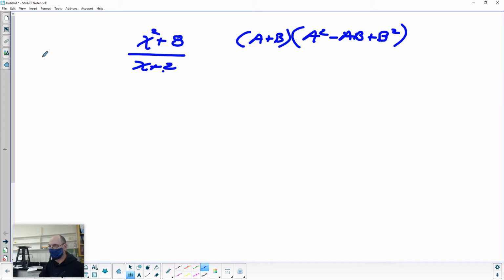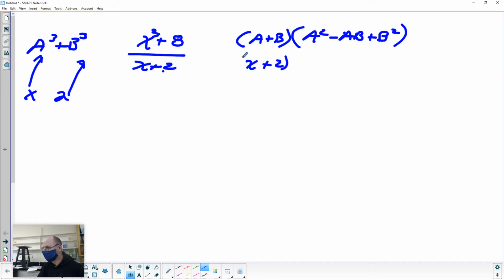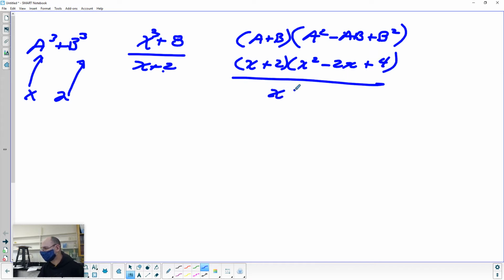So now, if we're looking at this as a cubed plus b cubed, this is a cube, by the way. a would be x, and then the cube root of 8 would be 2. So b would be 2, and a would be 1. So this would be x plus 2 times x squared minus 2x plus, and then 2 squared is 4. And that's over x plus 2.